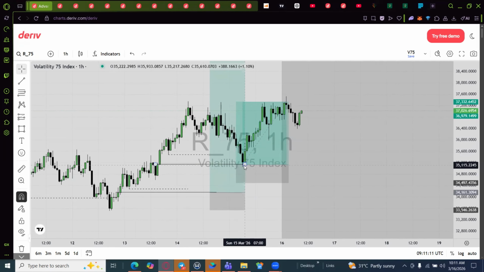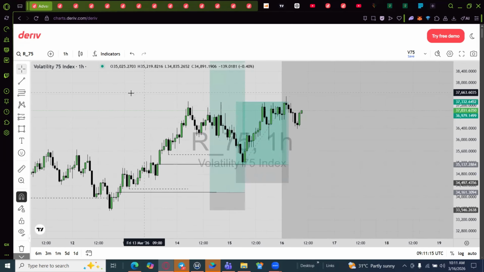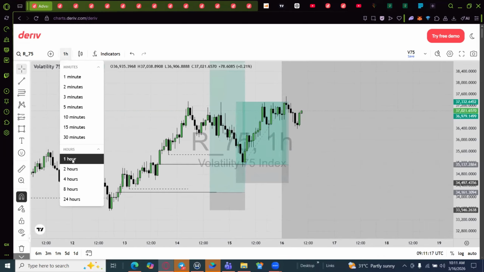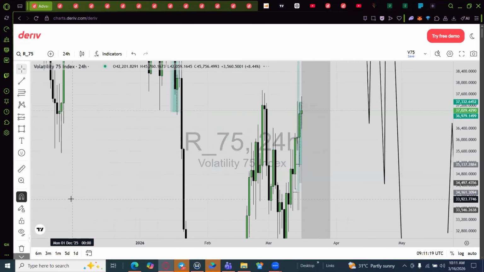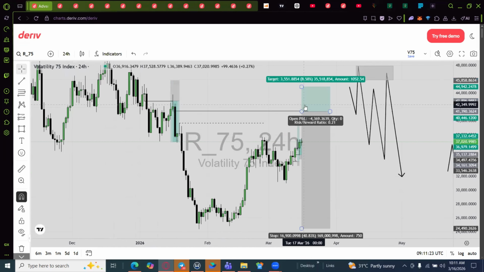Even if you want to stack positions, you can do this here. Stack your positions and then the market moves. So our bias for V75 is still very bullish till it gets to this point.